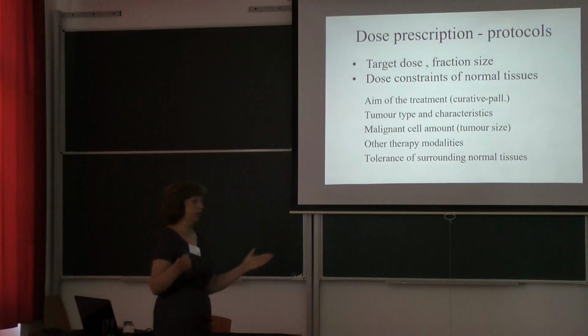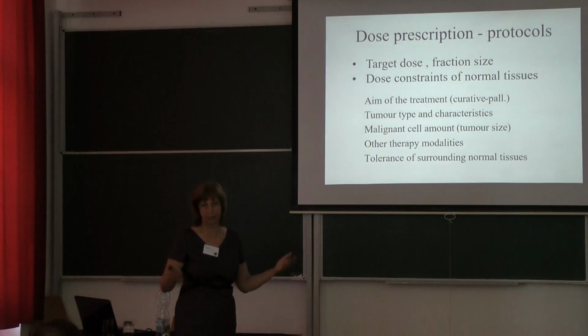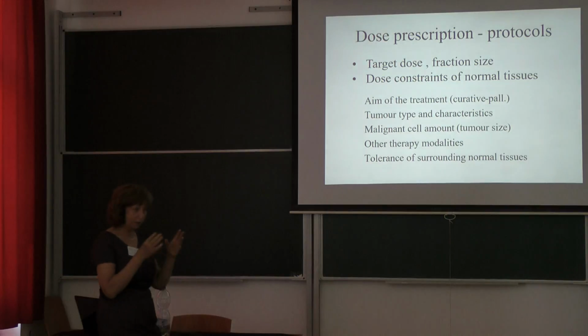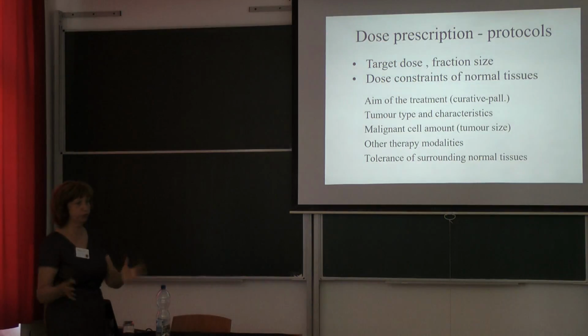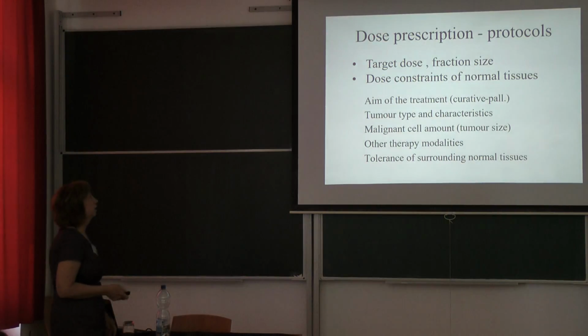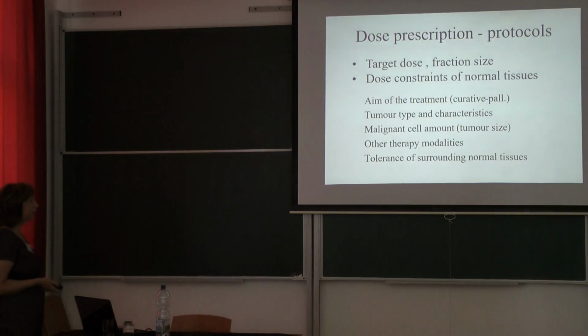easy for us because we have protocols, national and international guidelines, certain tumor, how many doses should receive. We have to define the target dose, the fraction size, and the dose constraints of normal tissues. What do you think? How do we prescribe the dose constraints, for example, for the lung?